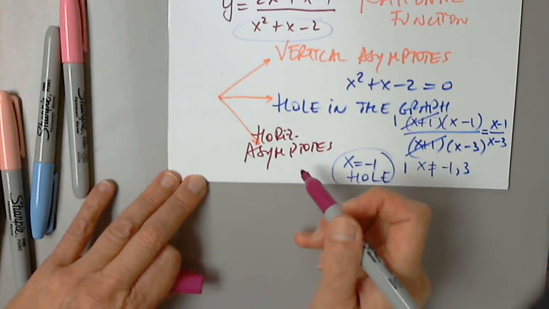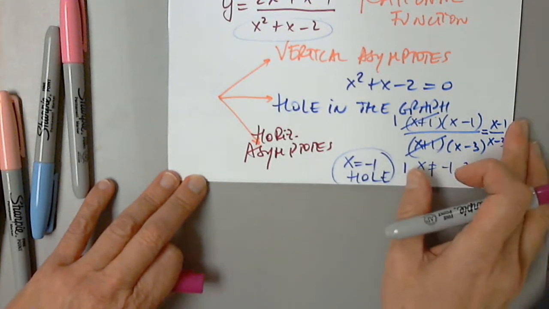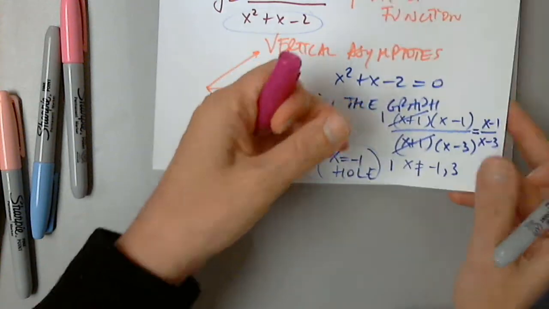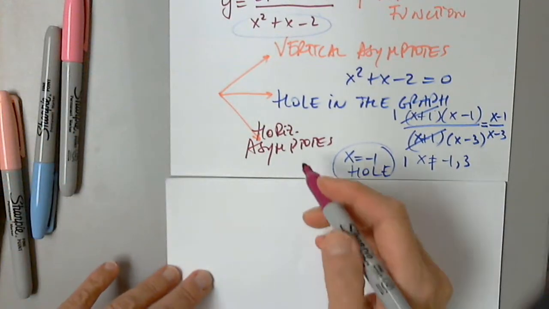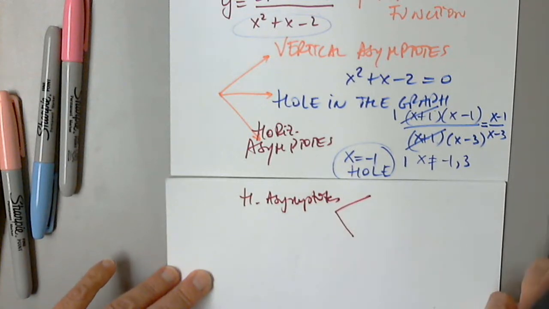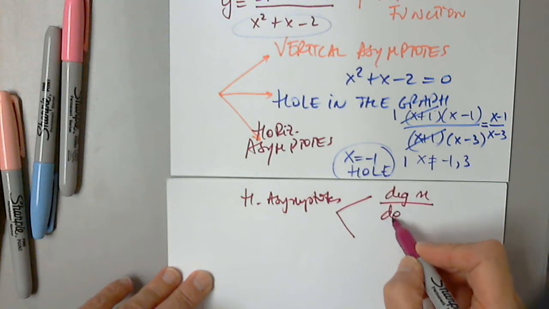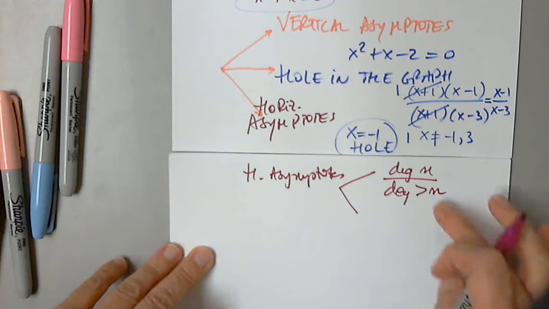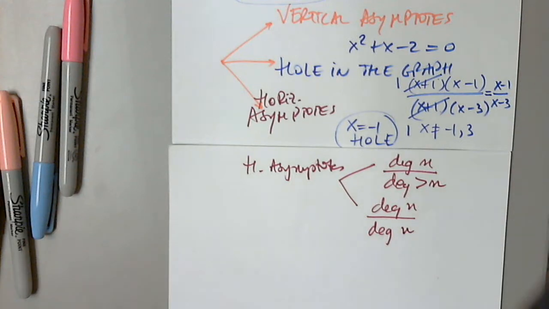Now, this is specific to two types, not to all types of rational functions. Specific to the ones that have the same degree over same degree, or the ones with a higher degree in the denominator. Okay? So horizontal asymptotes in two situations. One situation is degree n over a higher degree in the denominator, and degree n over degree n. If they are the same or higher in the denominator, that rational function will have a horizontal asymptote.